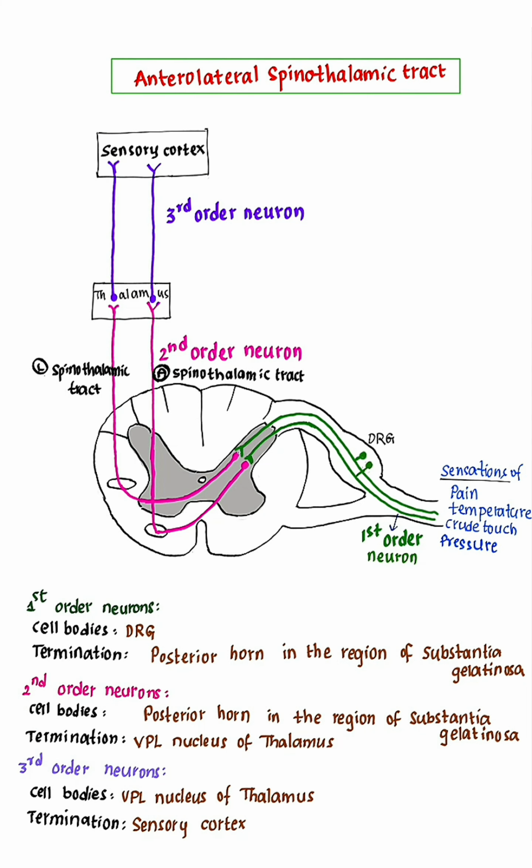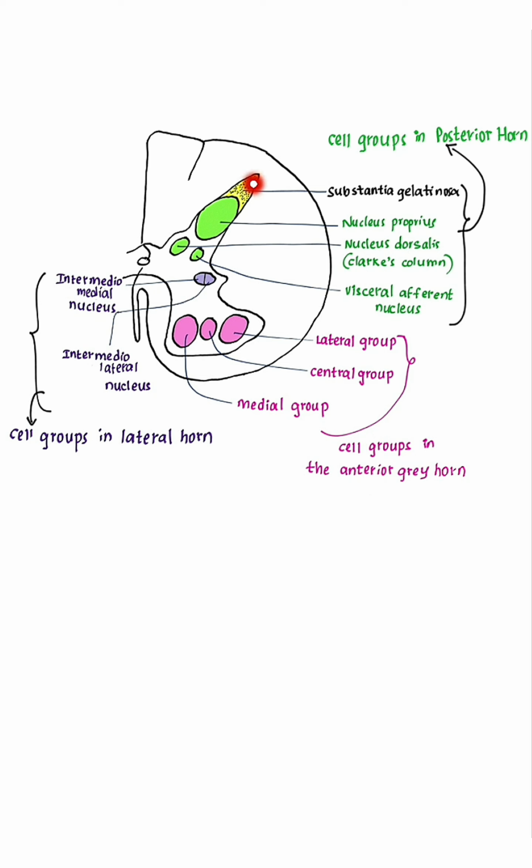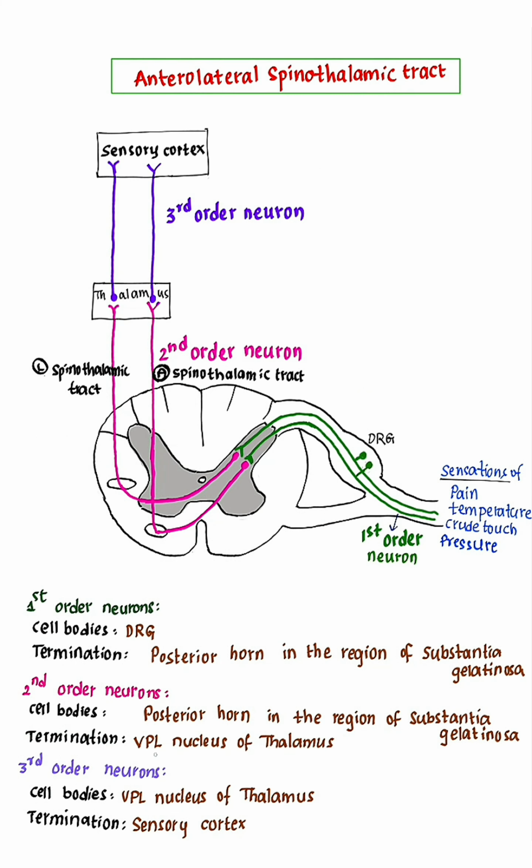Second order neurons. The cell bodies of second order neurons are present in posterior horn in the region of substantia gelatinosa. You can see here substantia gelatinosa. It is present in the posterior horn of the spinal cord. They terminate into VPL nucleus of the thalamus.